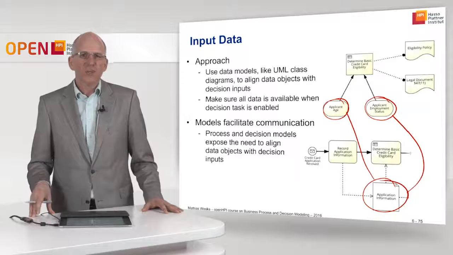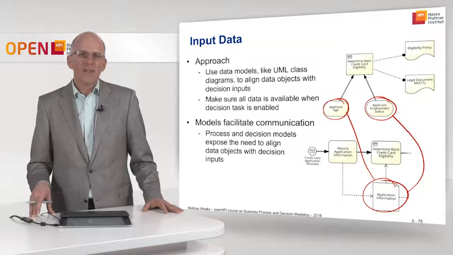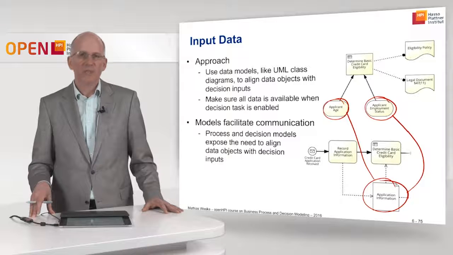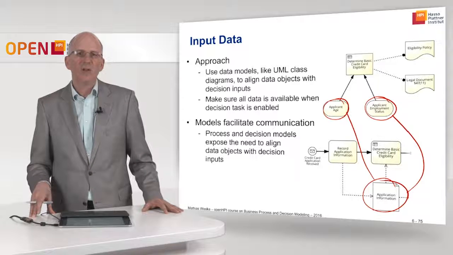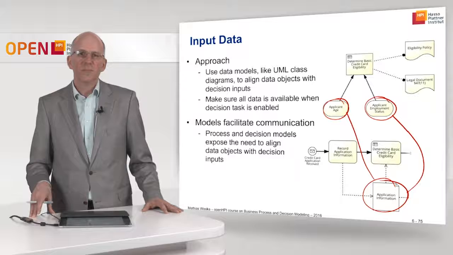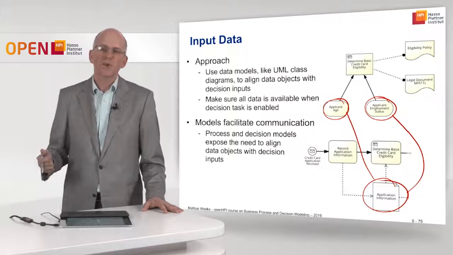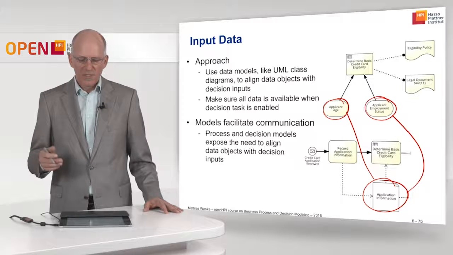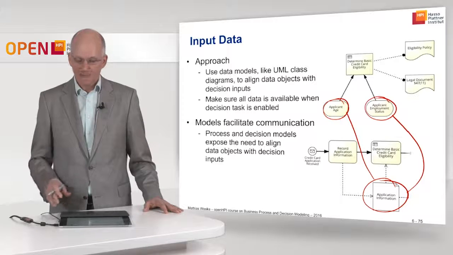As this discussion shows, the main aspect here is that models facilitate communication. So process and decision models expose the need to align data objects with decision input. And this is the most important point here: to use models as a vehicle for communication and to make sure that data is aligned.